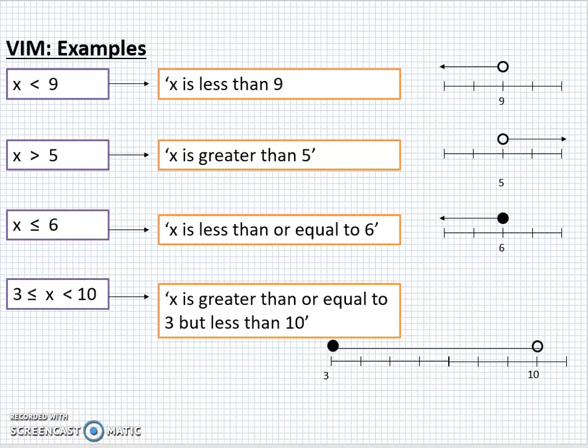So please pause and copy these down in your books. You don't have to write down the worded explanations if you're confident with that, but you may if you wish. But I definitely want the main inequality and the inequality drawn on the number line copied into your book. So please press pause and do that now.